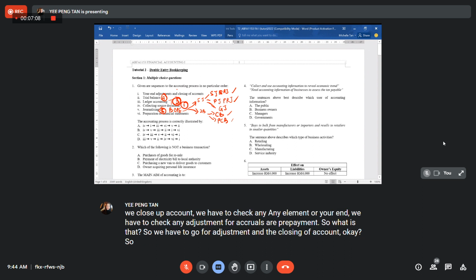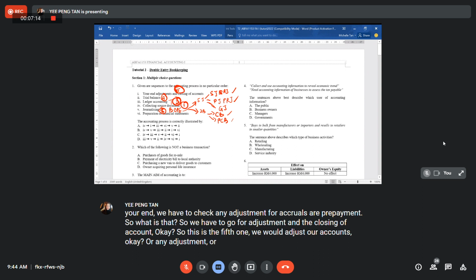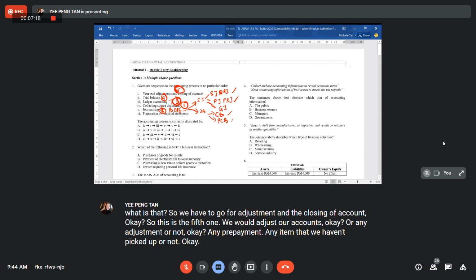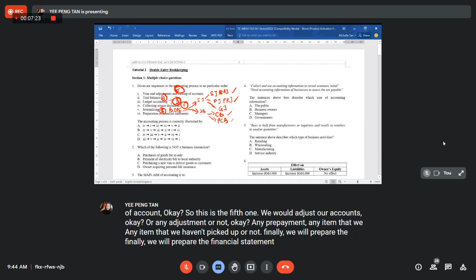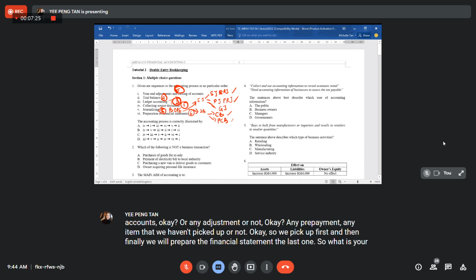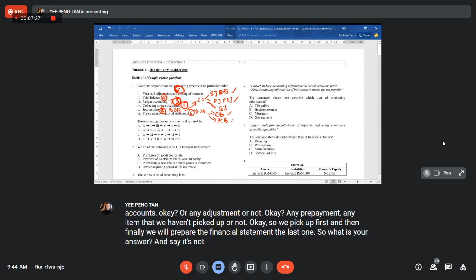Okay, so this is the 5th one. We will adjust our accounts, any adjustment or not. Any prepayment, any item that we haven't picked up or not. So we pick up first, and then finally we will prepare the financial statement, the last one. So what is your answer? The answer is not C, but it's B. Yeah, it's B. All right, it's B.